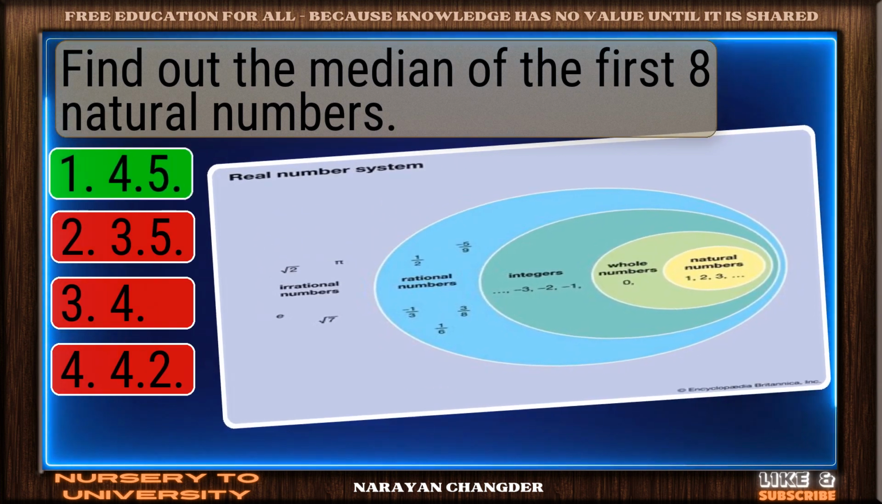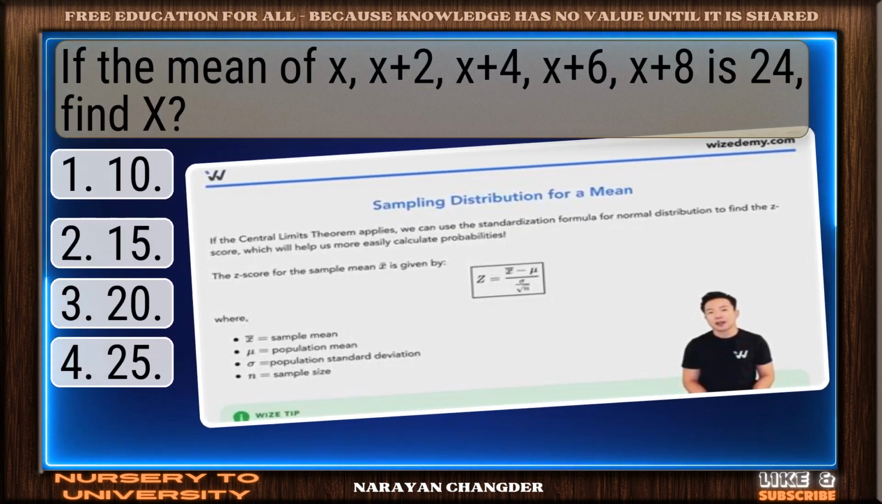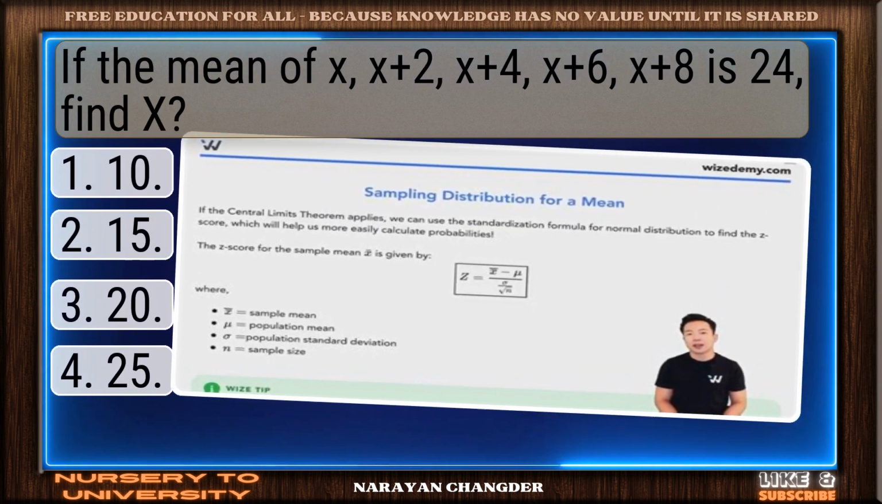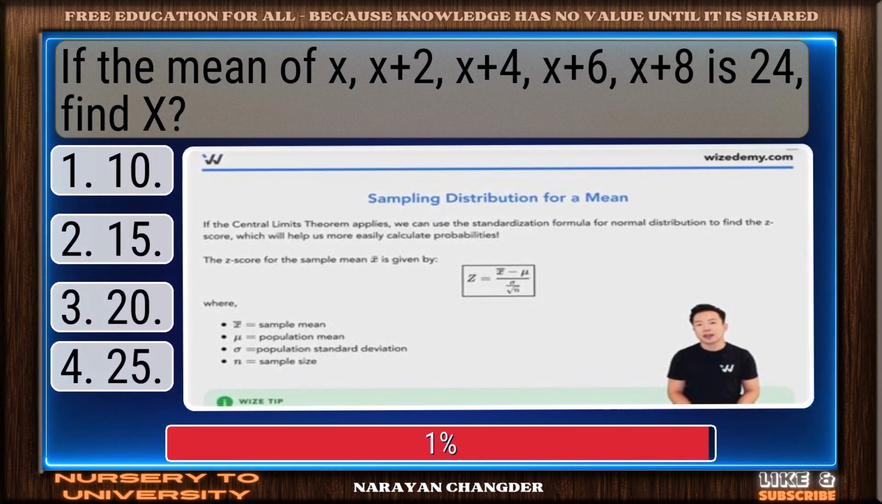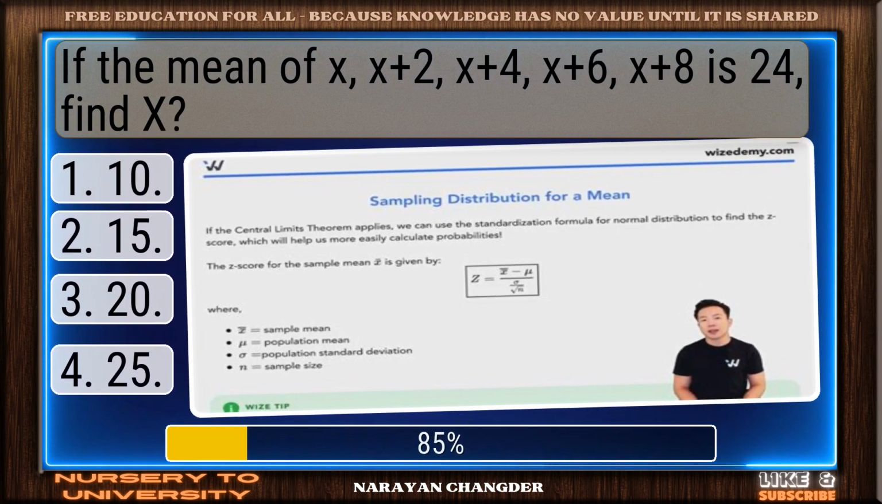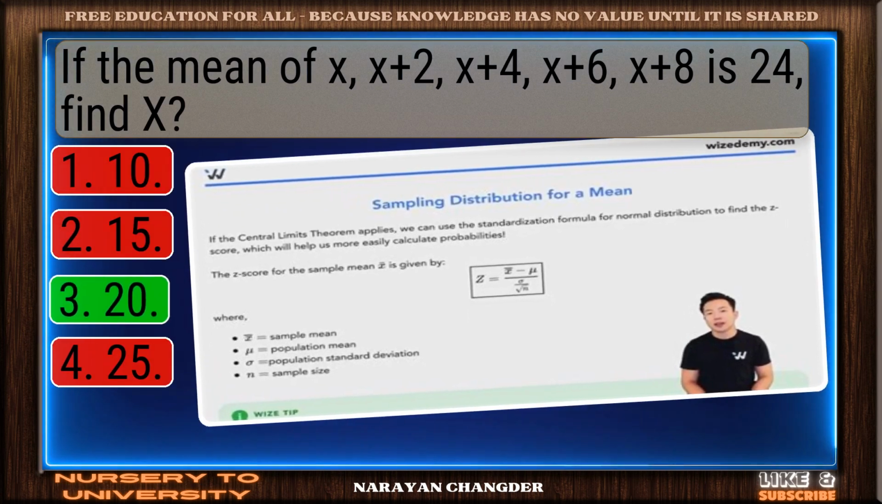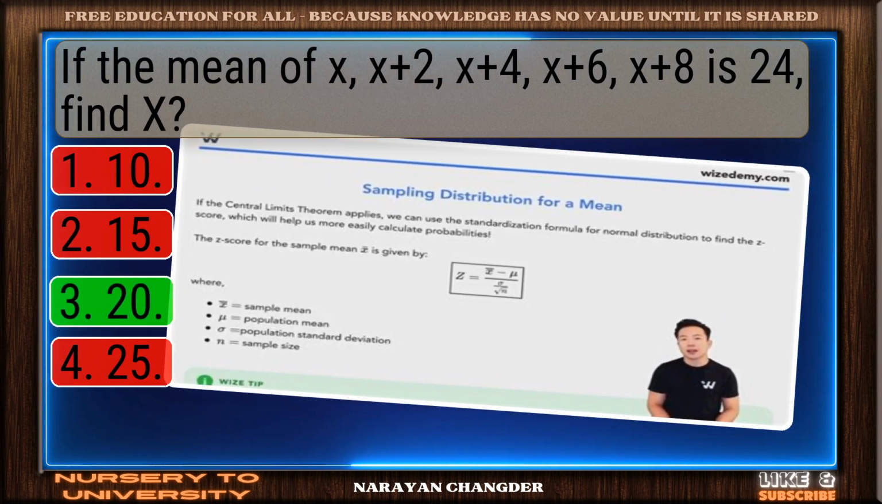Nicely done. 4.5 is a solid answer. Question number 170. If the mean of x, x plus 2, x plus 4, x plus 6, x plus 8 is 24, find x. Nice selection. 20 is the correct and valid answer.